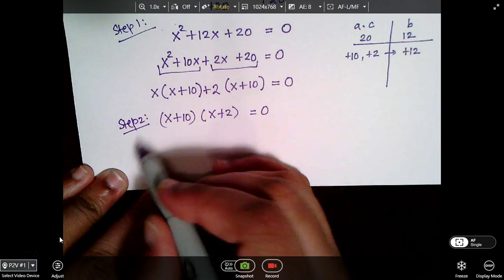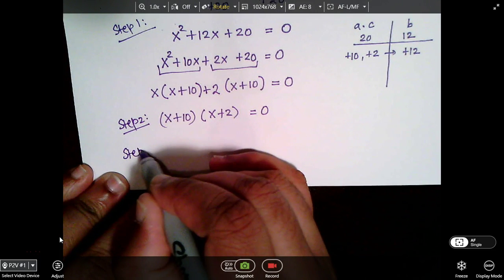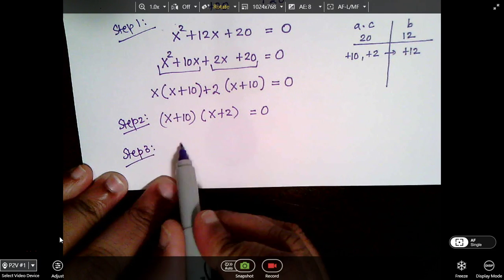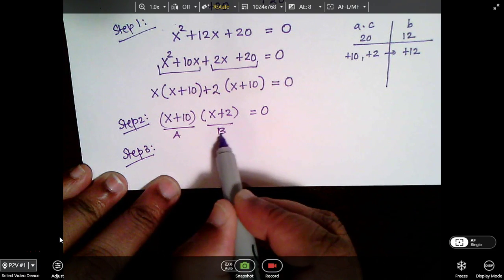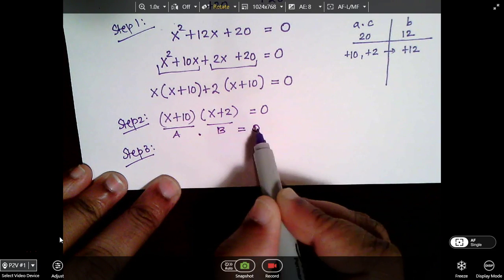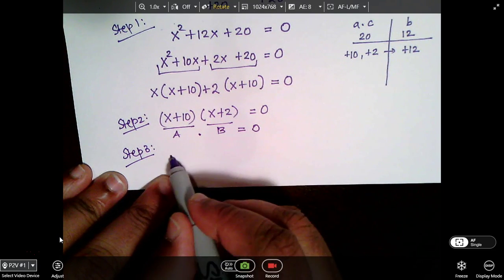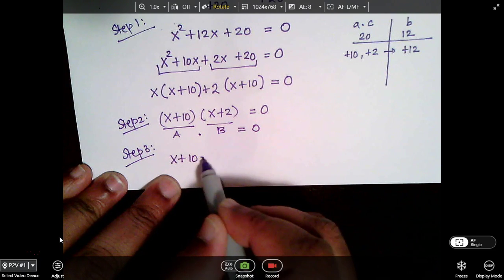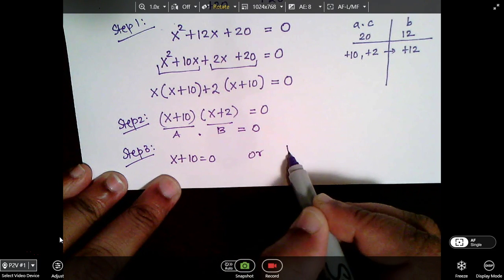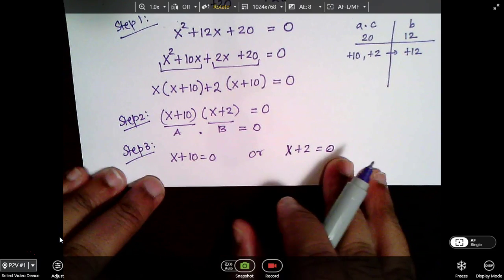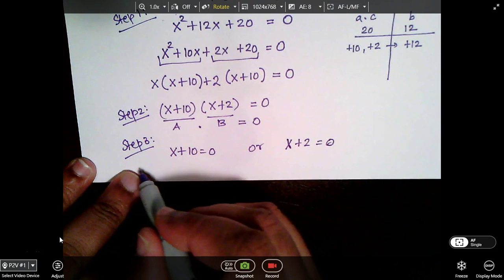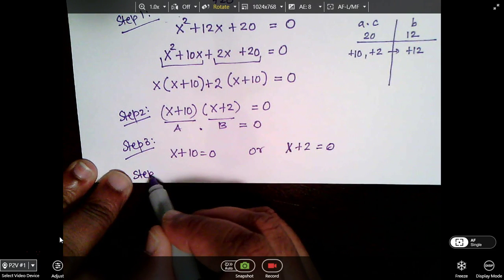Now apply the zero product property. Zero product property is, this is my a, this is my b. A times b is giving me a 0. That means either a is 0 or b is 0. I've applied the zero product property. Now solve for x.